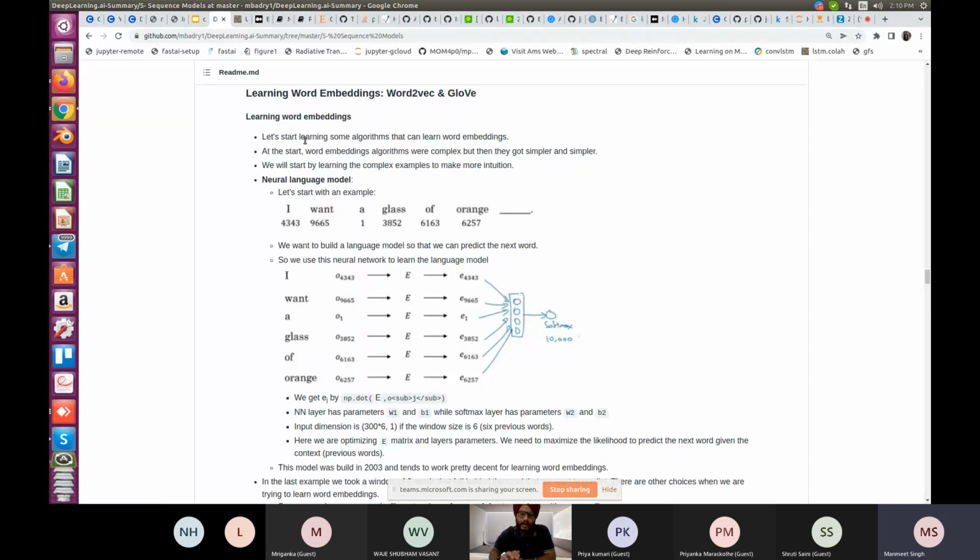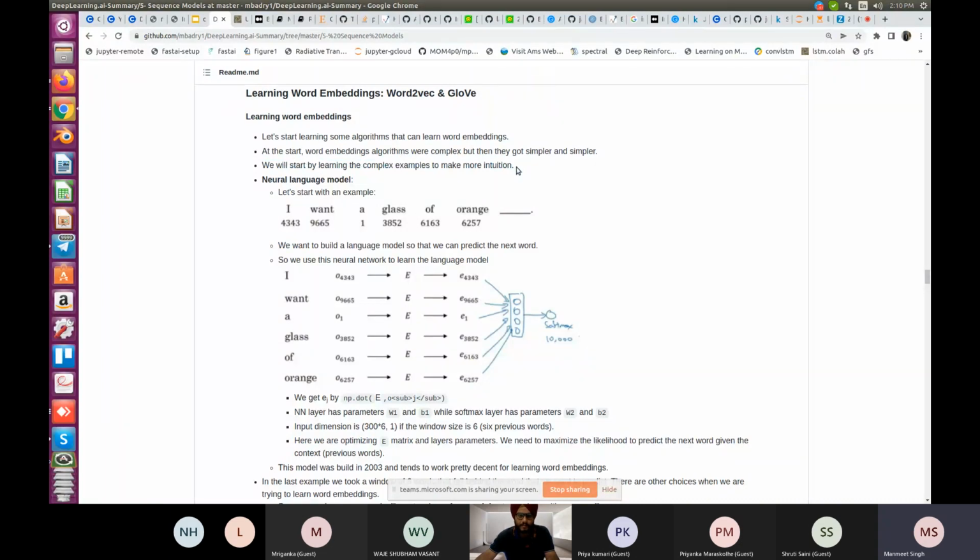We finished last time on how to learn word embeddings. When people started using word embeddings, the algorithms used to be complex, but they are getting simpler and simpler, with most applied researchers these days using pre-trained word embeddings. In word embeddings, you would basically start by learning complex examples to build intuition.